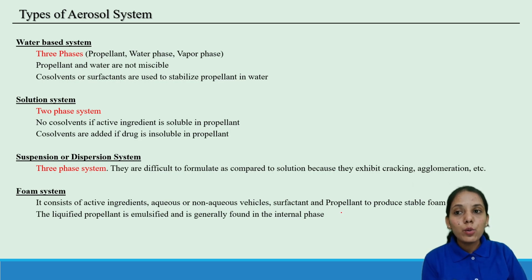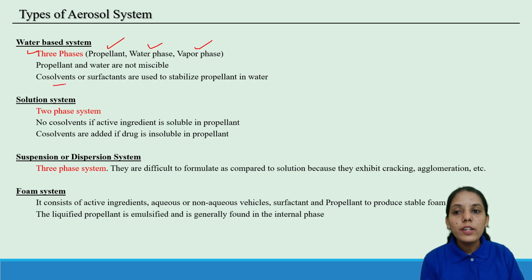Now types of aerosol system. So depending upon the nature, like it is made up of solution, suspension, like that, there are different types of aerosol system. So first is three-phase system. Now we have already seen what is three-phase and what is two-phase. Three-phase means propellant, water phase and the vapor phase. So propellant and water are not miscible. If they are miscible, that will be a two-phase system. So propellant and water, we all know propellant is non-aqueous, so it is water immiscible.